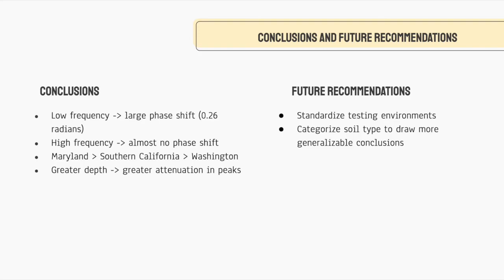The soil in Maryland showed the largest phase shift, followed by Southern California and then Washington. Approximately the same attenuation was observed at all sites, with greater attenuation at greater depths. For future work, we recommend standardizing the testing environment to have the different soil types in a temperature-controlled environment to prevent confounding variables such as varying humidity and temperatures. Categorizing the soil as clay, silt, or sand and by acidity can help produce more generalized and useful results.